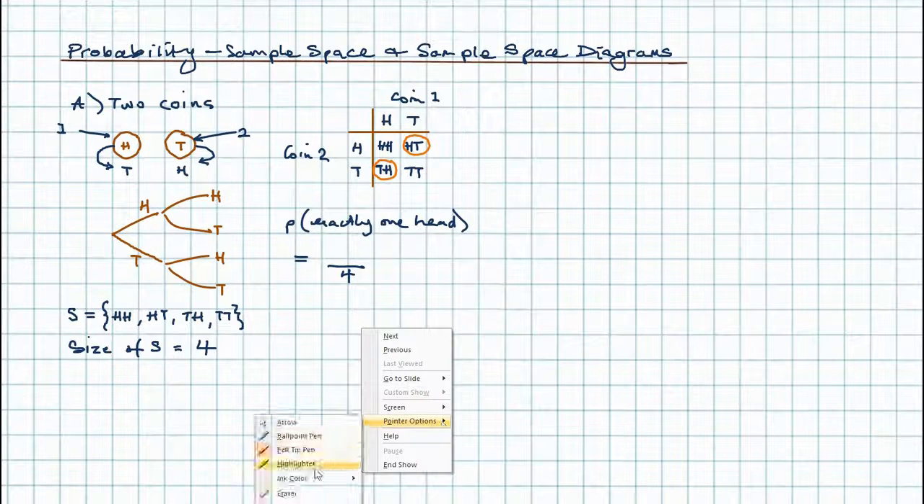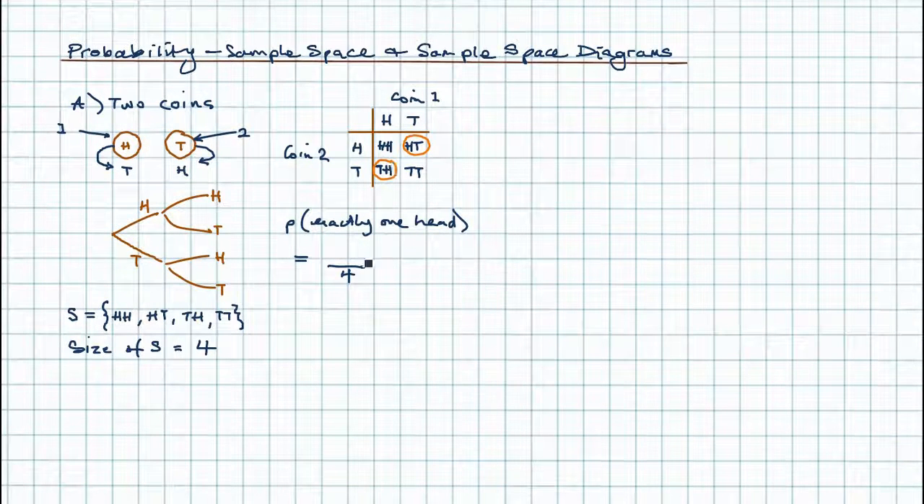So we can see there are two possibilities of getting exactly one head. So the probability of getting exactly one head has got to be 2 out of 4. 2 out of 4, or 50%, or if we want to use a decimal, 0.5.